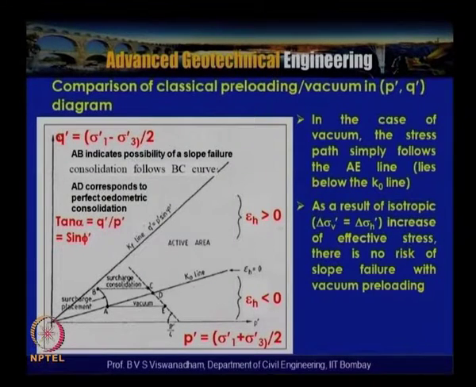Now, another advantage: from the stress path diagram we can look into it. Here, when you take preloading or vacuum, we can see from the p dash and q dash plots, where p dash is equal to (sigma 1 dash plus sigma 3 dash) by 2, and q dash is equal to (sigma 1 dash minus sigma 3 dash) by 2. So it can be seen here that in case of preloading, the line AB traverses towards the failure line. AB indicates the possibility of slope failure, and consolidation follows.